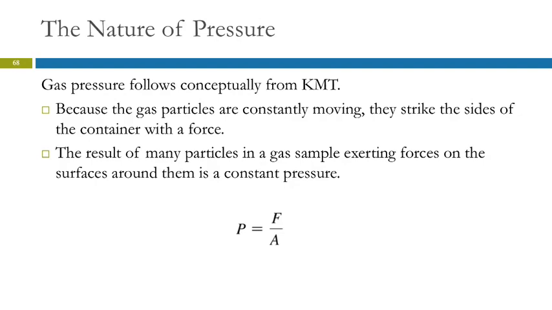So we can use kinetic molecular theory, often abbreviated KMT because it's an awful lot of letters to type out all the time, to explain a lot of things that we observe about gases. We can explain gas pressure and why gases exert a pressure. So the gas particles are constantly moving, and they're going to strike the sides of the container with a certain amount of force. That amount of force is going to depend on how fast they're moving and how massive they are.